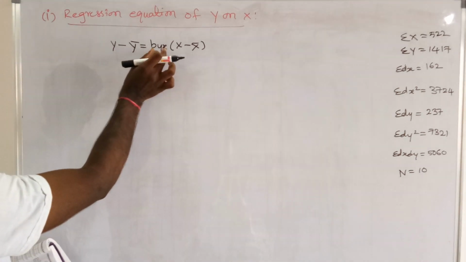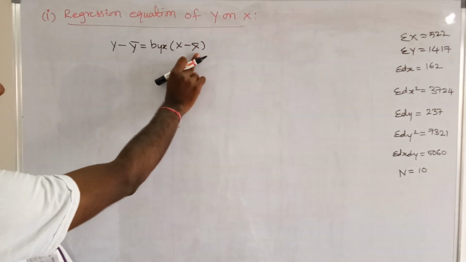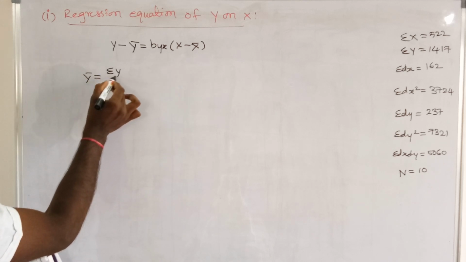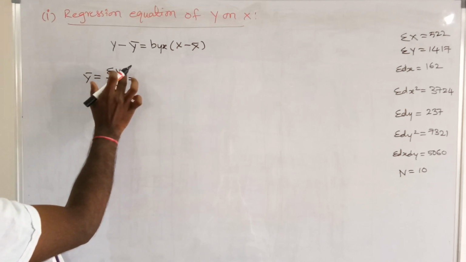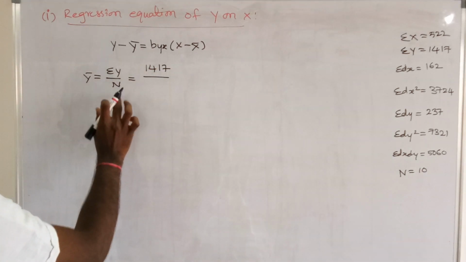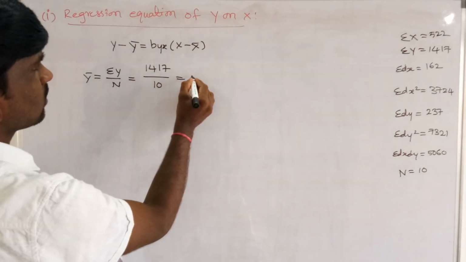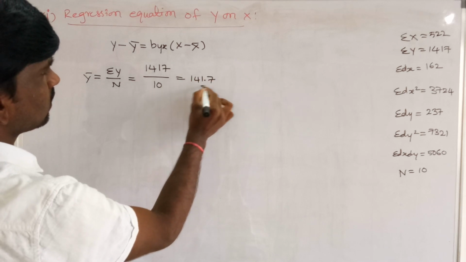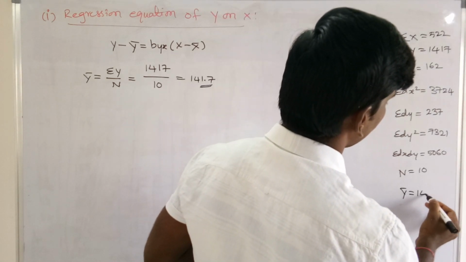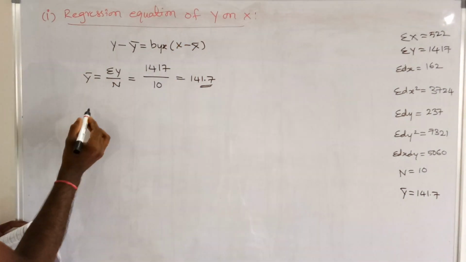So before calculating the coefficient, we have to find out y bar and x bar. Y bar is equal to summation of y divided by n. Already we have the summation of y value, that is 1417, divided by n. N is 10. So y bar is equal to 141.7. So y mean is equal to 141.7.